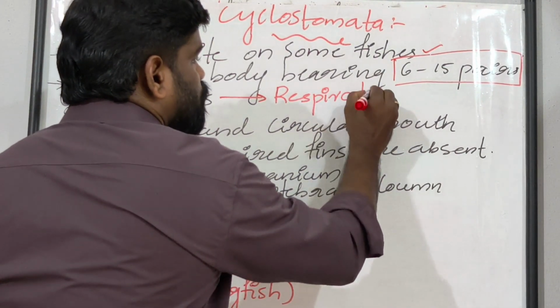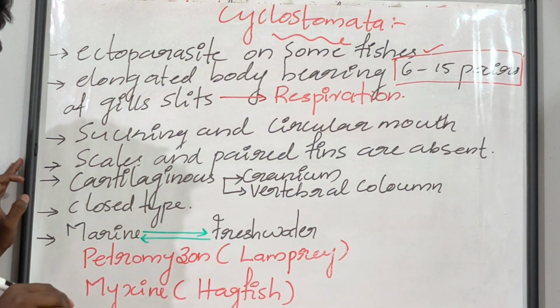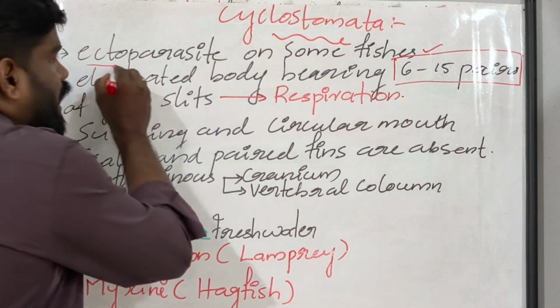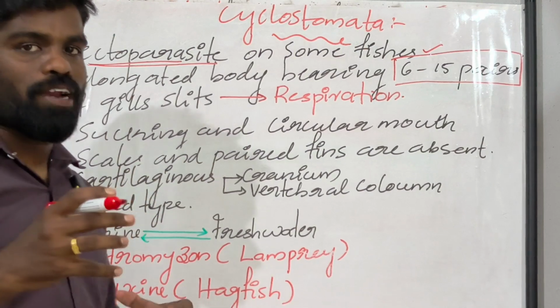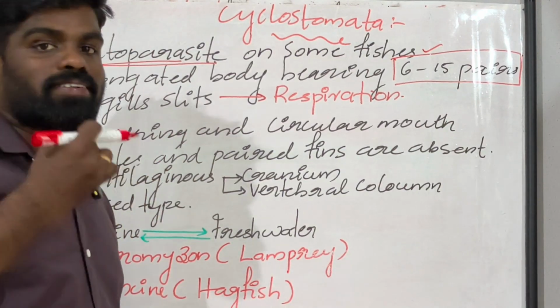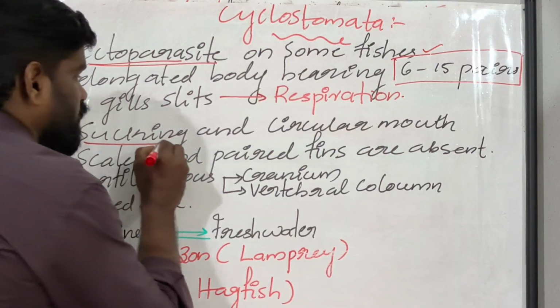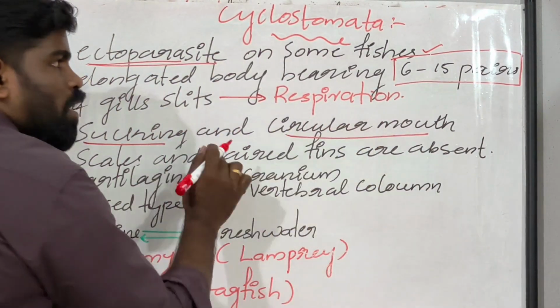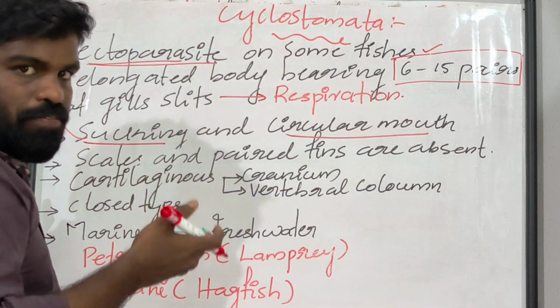Respiration: 6 to 15 pairs of gill slits are there, which are used for respiration. Now, as I have already told you, they are ectoparasites on some fishes. These organisms have a circular sucking mouth. With the help of this sucking circular mouth, they attach to the body of other fishes.